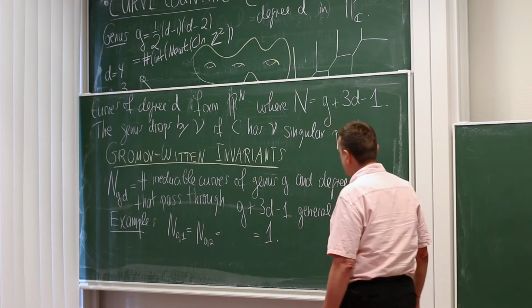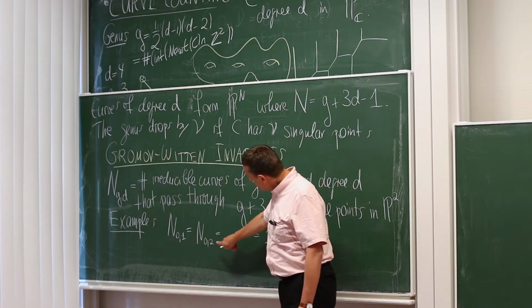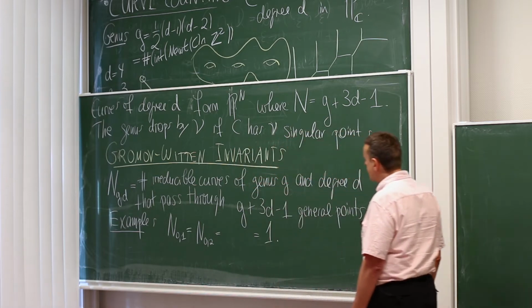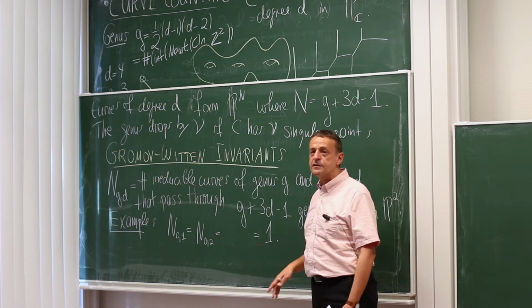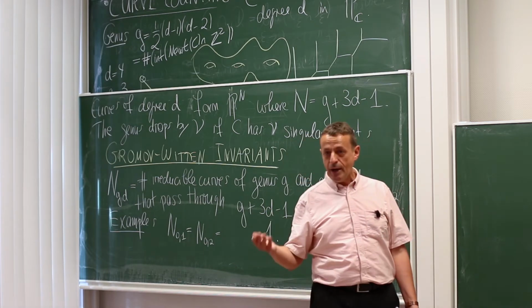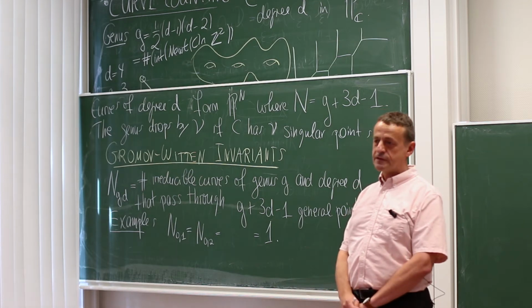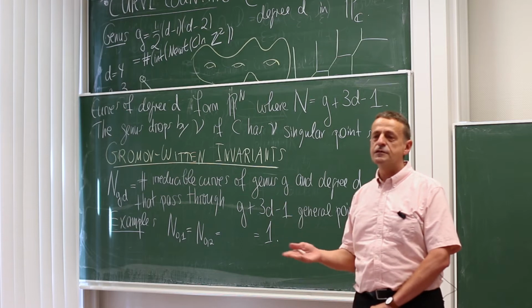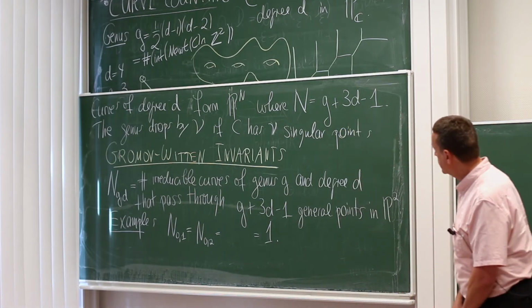Okay? The next one, N02. So now I'm looking at quadratic curves. They also have genus 0, typically. Now evaluate this again. So 0 plus 6 minus 1 makes 5. So how many quadratic curves pass through 5 given points in the plane? And the answer is 1. Well, that's because I have linear constraints on the P5 of conics in the plane.